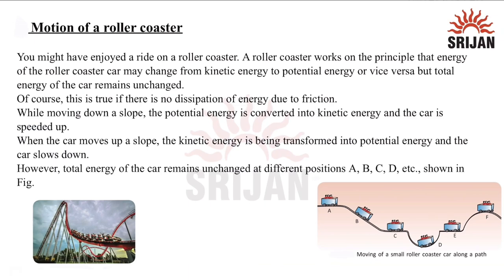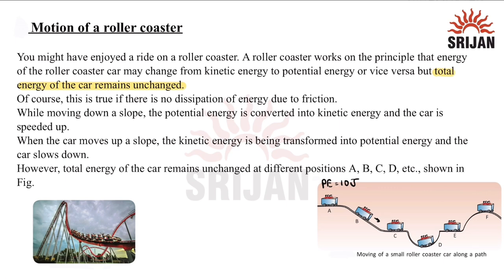You might have enjoyed a ride on a roller coaster, and a roller coaster works on the principle that the energy of the roller coaster car may change from kinetic to potential or vice versa, but still the total energy of the car remains unchanged. Let me give you a perfect example for this. Let us assume this roller coaster is at position A. At position A, let us assume that there is a potential energy of 10 joule. As it starts rolling, it will get some speed, right?